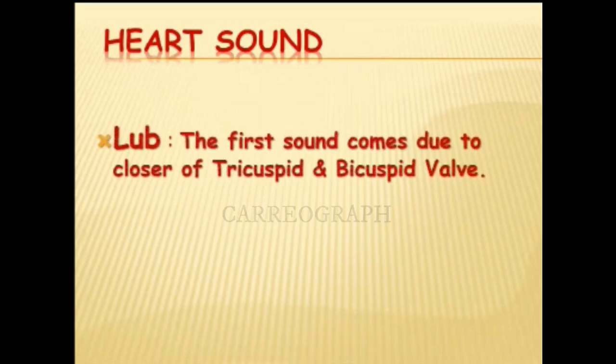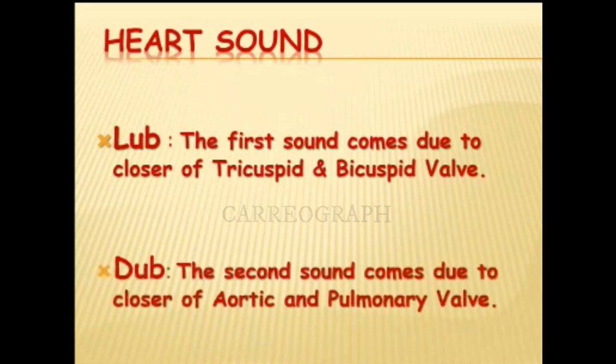Now we will see the heart sounds. What type of sound comes from the heart? Friends, there are two types of sound which are generally heard from the heart. One is lub. Lub is the first sound which comes due to closure of the tricuspid and bicuspid valve, and the other sound is dub. The second sound comes due to closure of the aortic and pulmonary valve. So these are the two sounds, lub and dub. They come due to the closure of the valves.